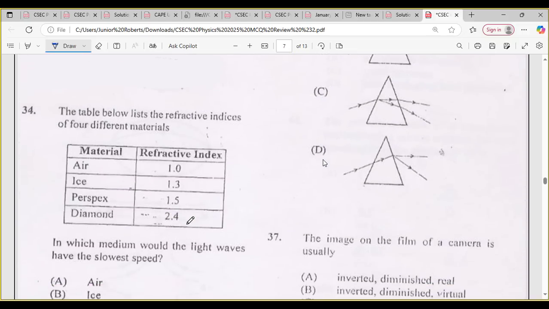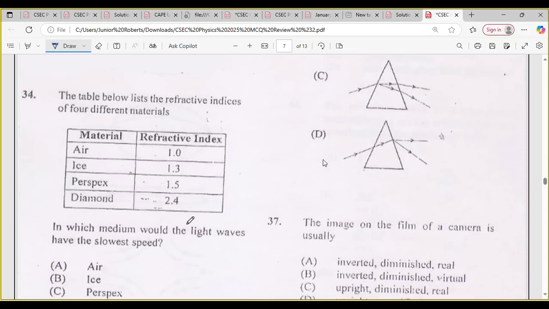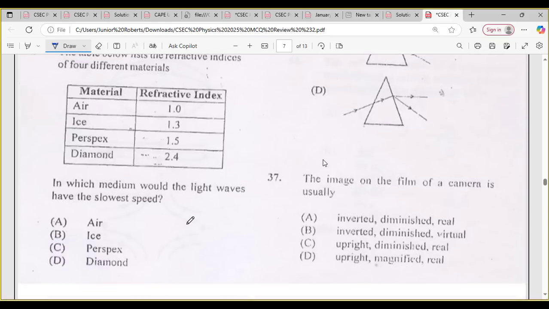34. The table below lists the refractive indices of 4 different materials. In which medium would the light waves have the slowest speed? So light is going to have the slowest speed.